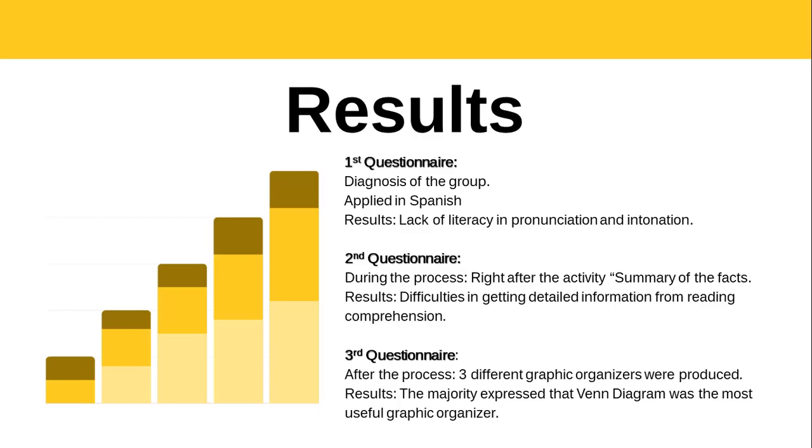Here we have the results of the questionnaires. Number 1, diagnosis of the group. Results: lack of literacy in pronunciation and intonation. Number 2, the students presented difficulties in getting detailed information from reading comprehension. In the third questionnaire, we can find that after producing 3 different organizers, the students prefer the Venn diagram.